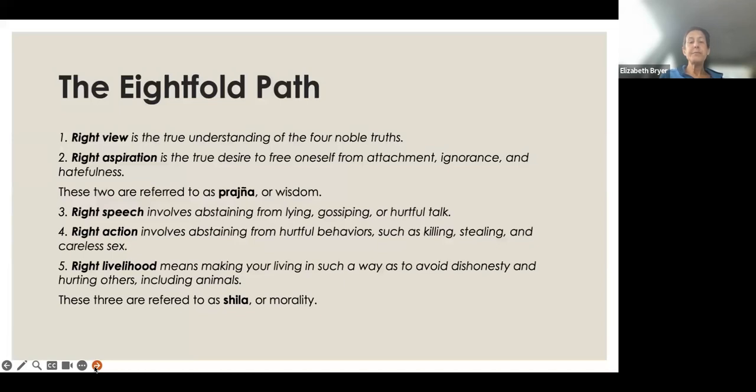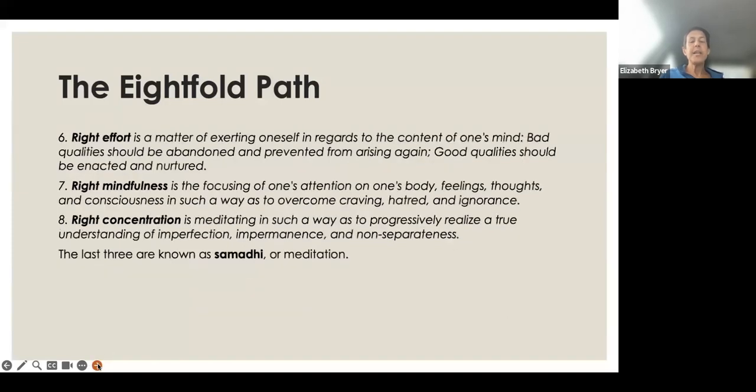Right speech involves abstaining from lying, gossiping, or hurtful talk. Right action involves abstaining from hurtful behaviors such as killing, stealing, and careless sex. Five, right livelihood means making your living in such a way as to avoid dishonesty and hurting others, including animals. Bernie Glassman talks about right livelihood in Instructions to the Cook. These three are referred to as shila or morality. Right effort is a matter of exerting oneself in regards to the content of one's mind.